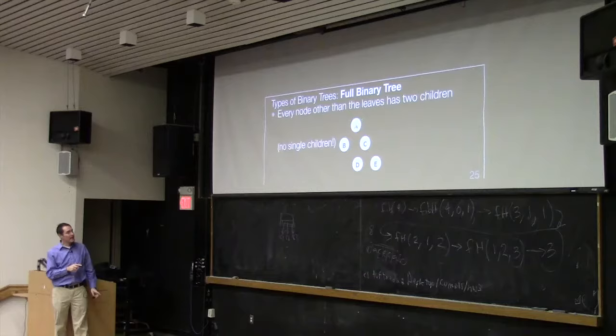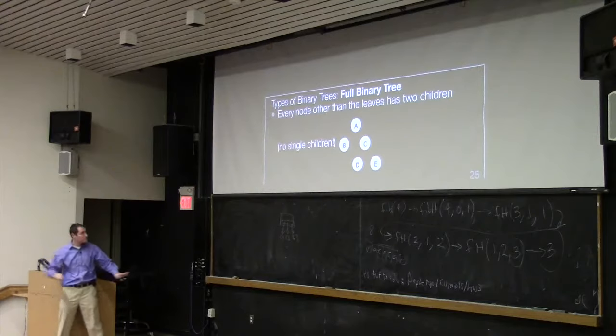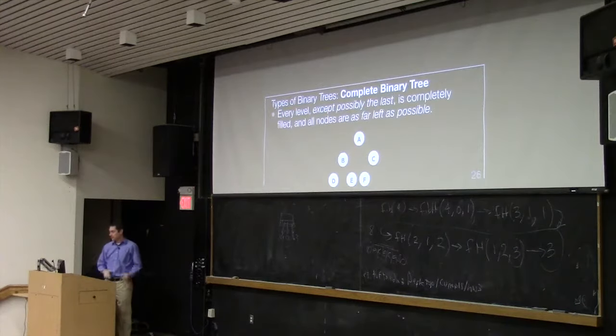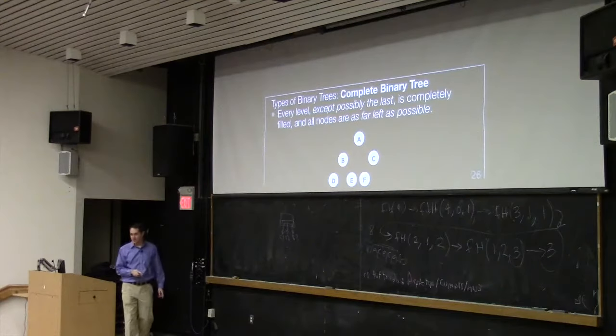Okay? So notice, A has two children, B doesn't have any because it's a leaf, C has two children, and D and E are leaves. We're good to go. Okay? No single children. Contrast that to a complete binary tree.